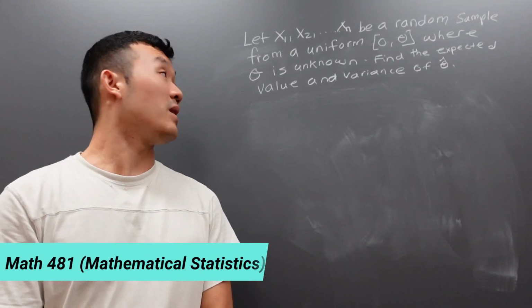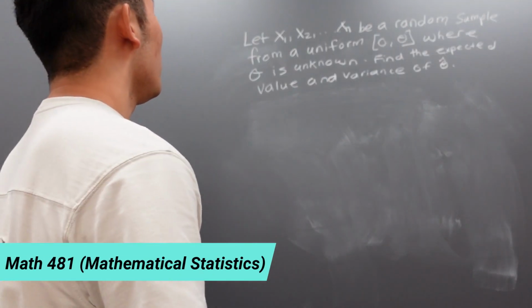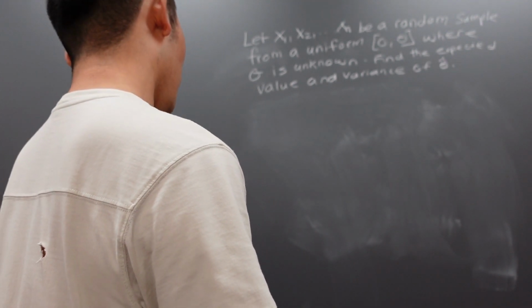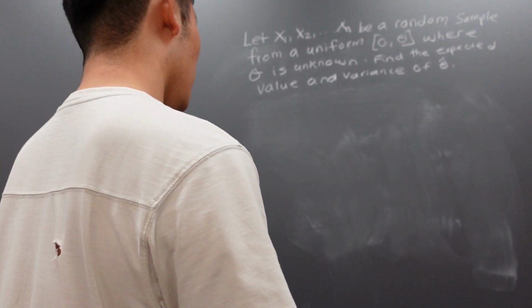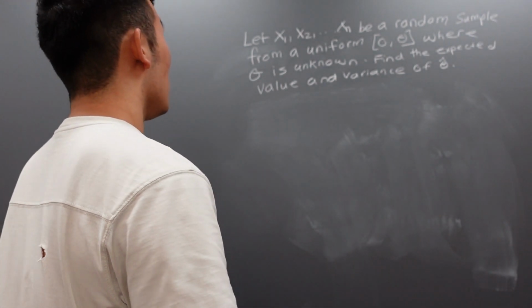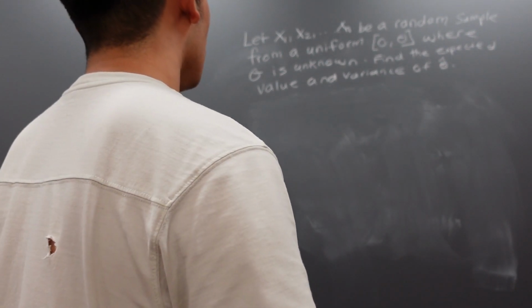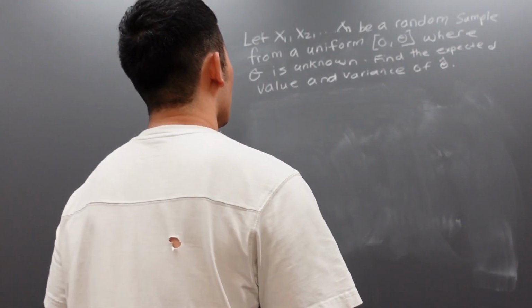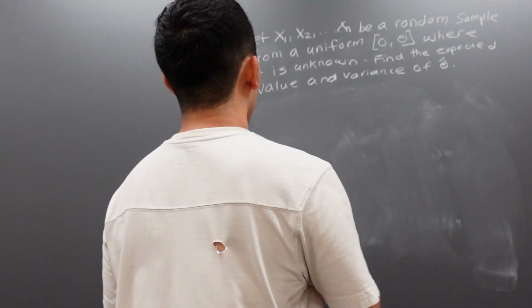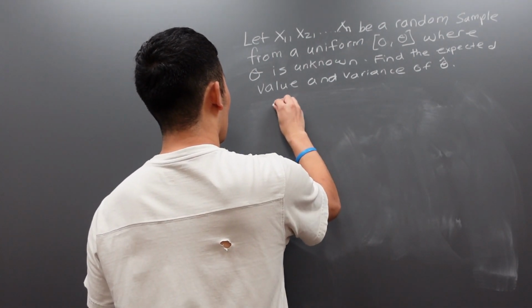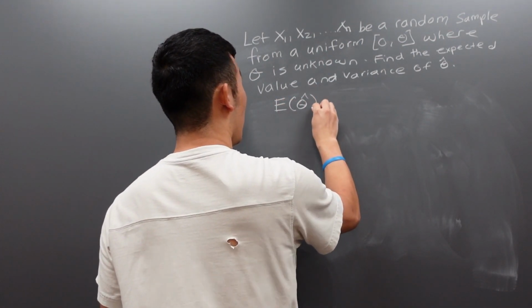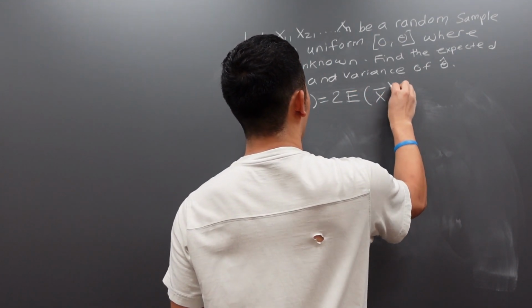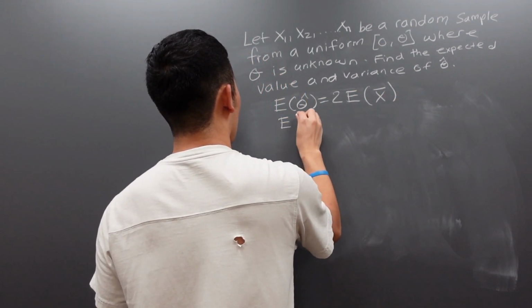So in this final problem here, let X1, X2, all the way to Xn be a random sample from a uniform 0 to theta, where theta is unknown. And we need to find the expected value and variance of theta hat. So let me find the expected value first of theta hat. E of theta hat is equal to 2 times E, the expected value of X bar.